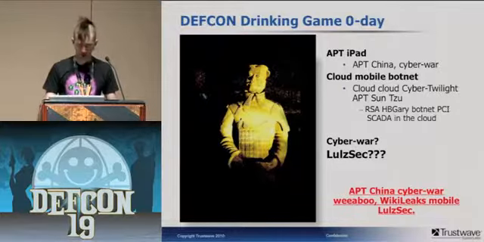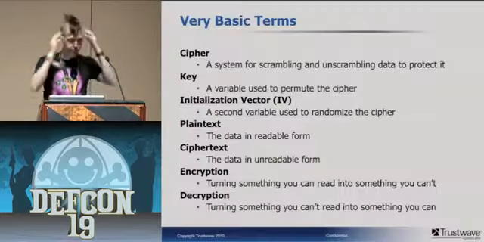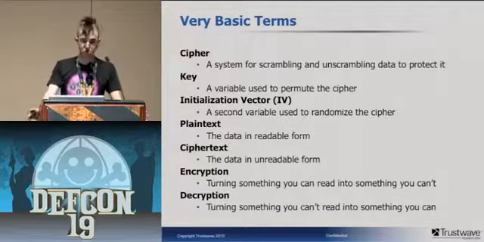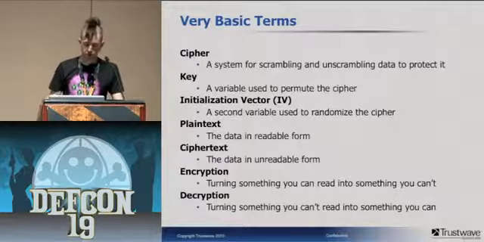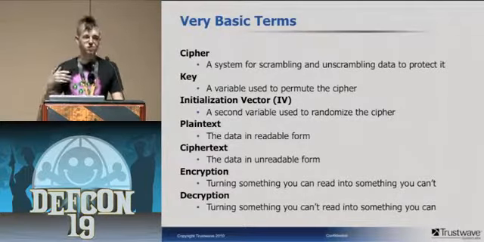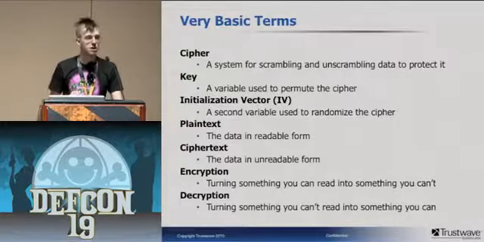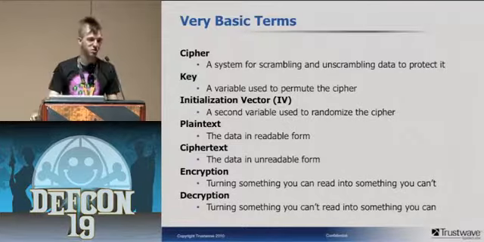So now that you're nice and primed for this talk, let's get into a primer on cryptographic terms. Some very basic stuff here. A cipher is a system for mathematically scrambling and unscrambling data that you want to be hidden from certain parties. The key is the one part that you keep secret. The key is the missing variable that somebody needs to know in order to be able to unscramble the data.